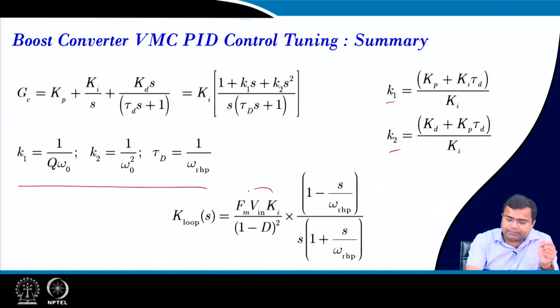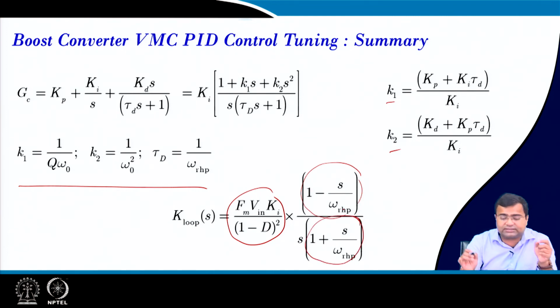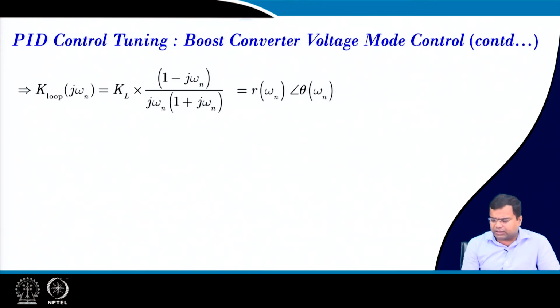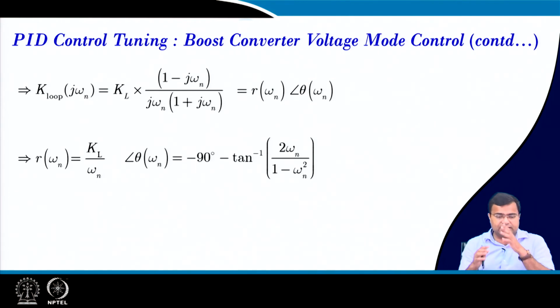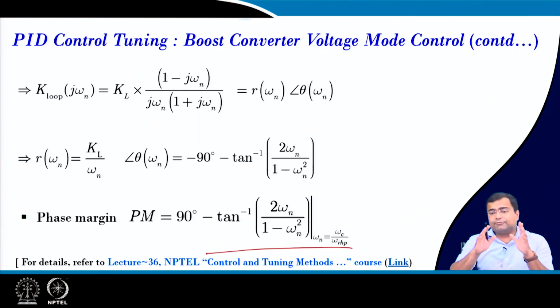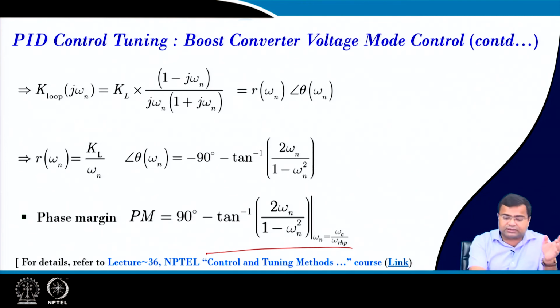There will be some gain, then a 1/s term, and then we are placing the controller pole in coincidence with the RHP zero of the control to output transfer function. Then we also know the traditional way of finding the loop frequency response of the loop transfer function. This expression we already know, and we discussed it in lecture number 42 in this course as well as lecture 36 in the earlier NPTEL course.